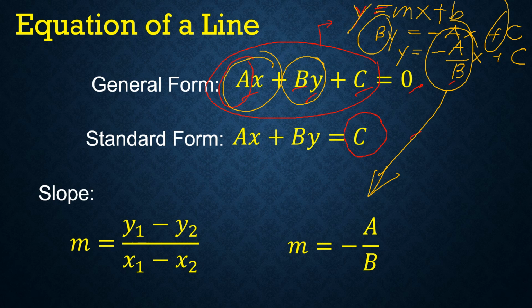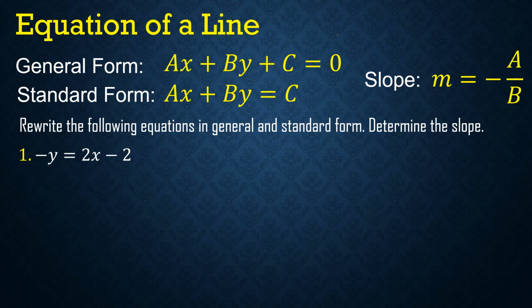The formula for the slope kung ang ibinigay is an equation of a line: slope is equal to negative a over b, where a is the numerical coefficient of x and b is for y. Let us have examples. Here, we're trying to rewrite the following equations in general and standard form, and we will also determine the slope. In number 1, negative y is equal to 2x minus 2.